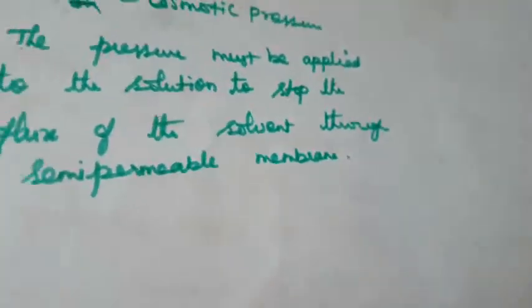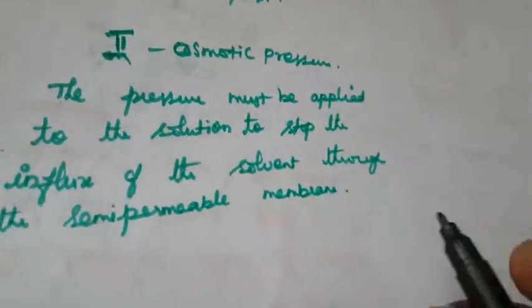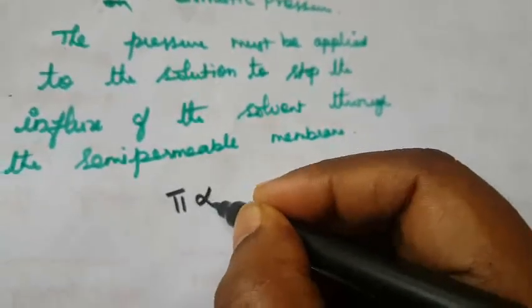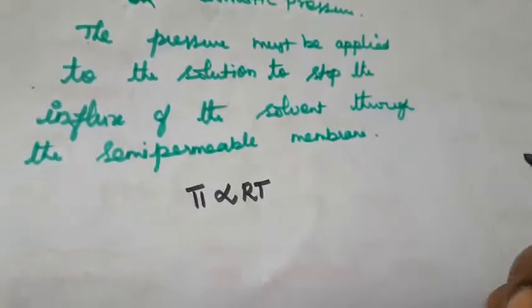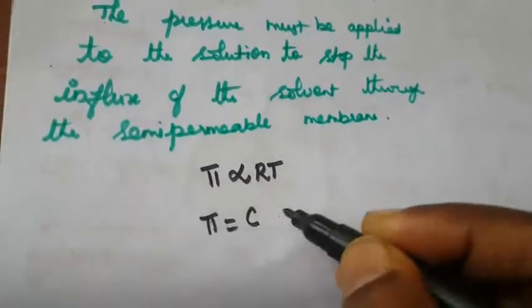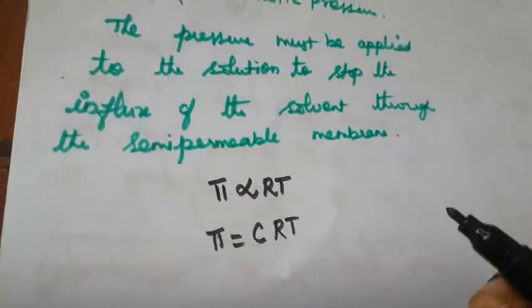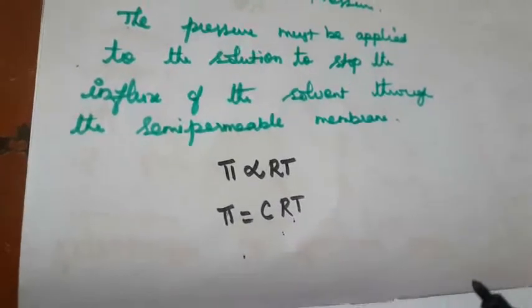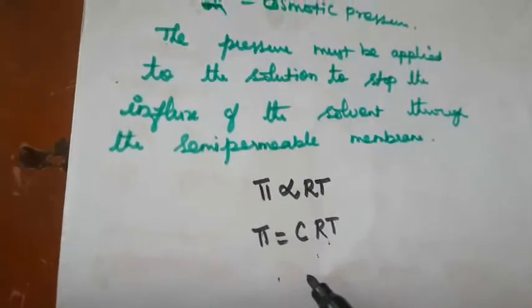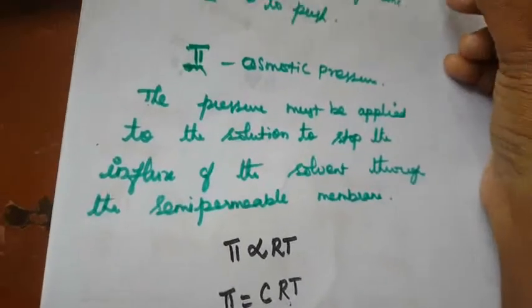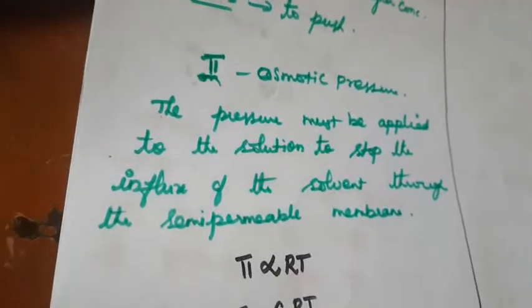For a dilute solution, the osmotic pressure is directly proportional to the molar concentration and the temperature. So pi is directly proportional to the molar concentration and temperature. Introducing the constant, pi is equal to CRT, where C is the concentration of the solution, molarity, T is temperature, and R is the gas constant. Using this equation, how do we determine the molar mass from the osmotic pressure?